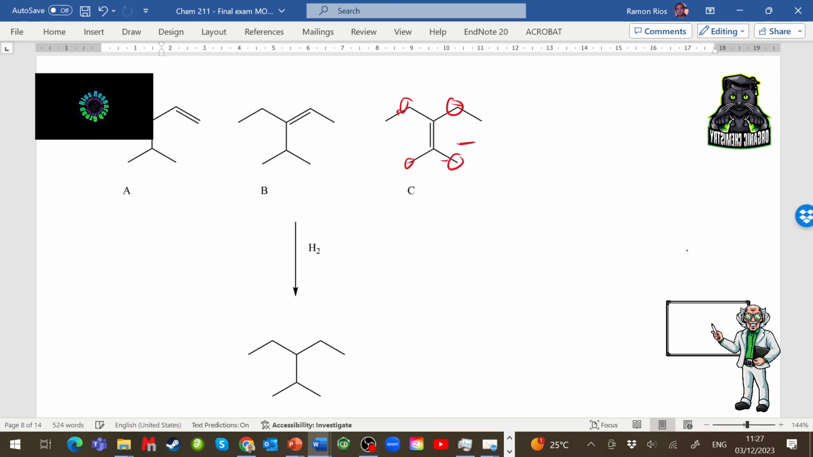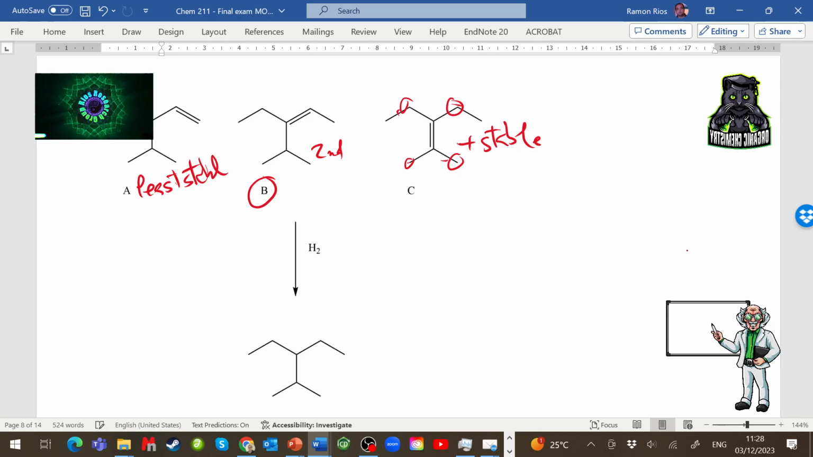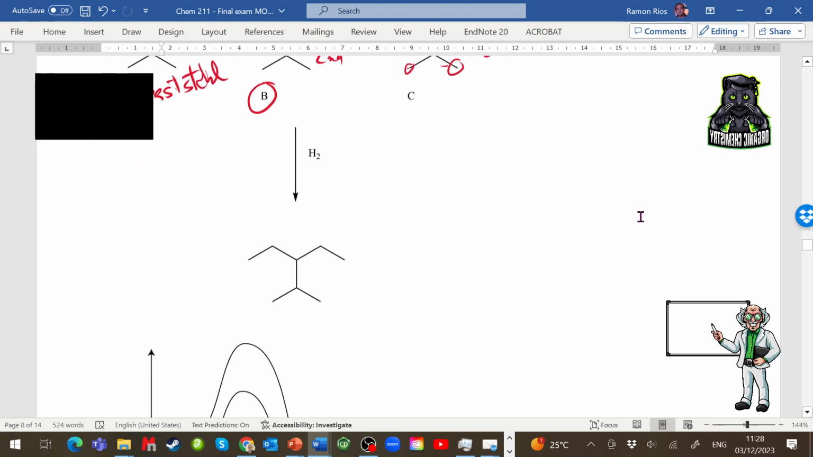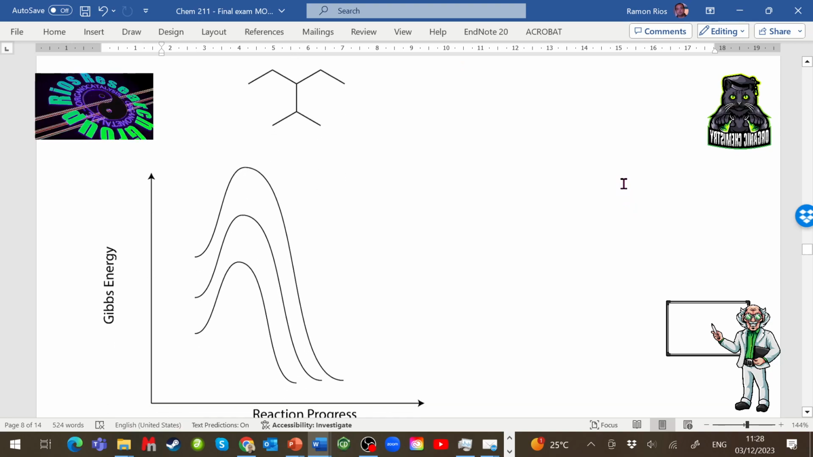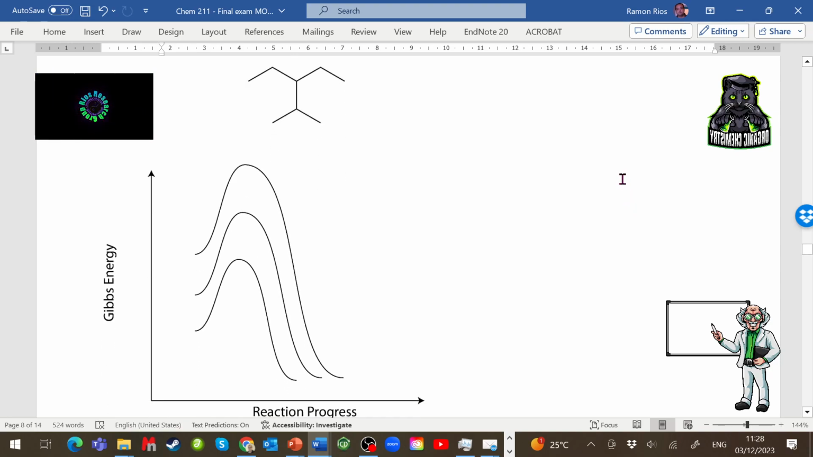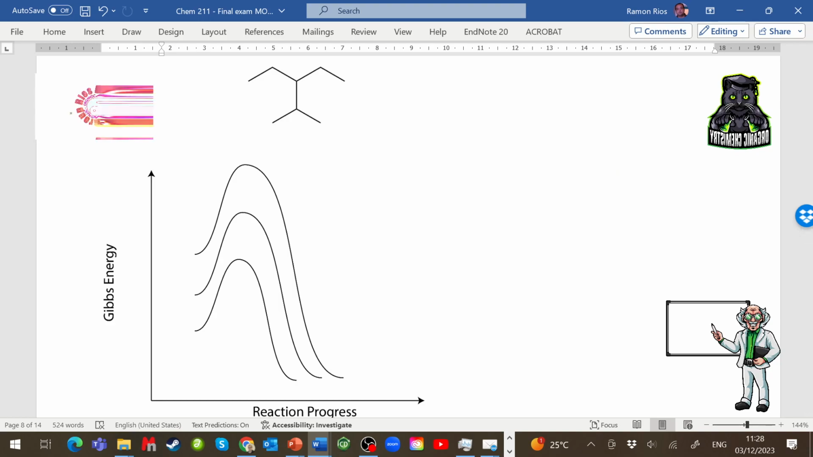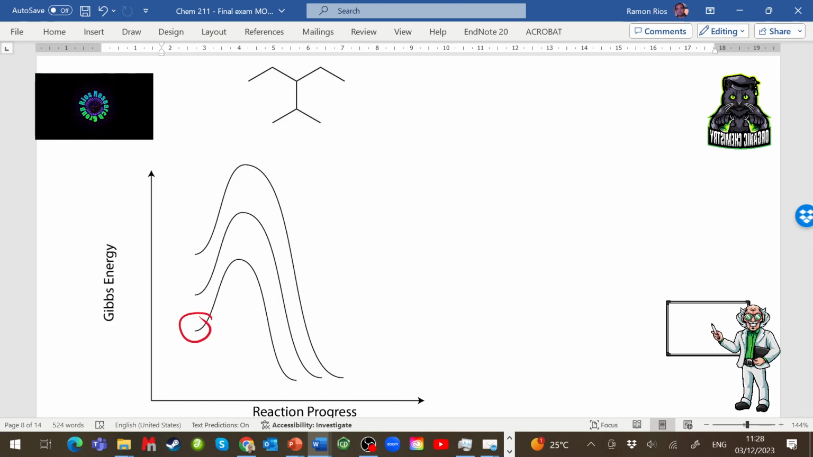That means that when the double bond is more substituted, it will be more stable. So this will be the most stable because it is the most substituted. B will be the second most stable because it's still substituted, while A will be the least stable. Then the only thing we need to do is go to the graph. The most stable will be this compound, that means molecule C. The second most stable will be B, and this is the least stable, A.